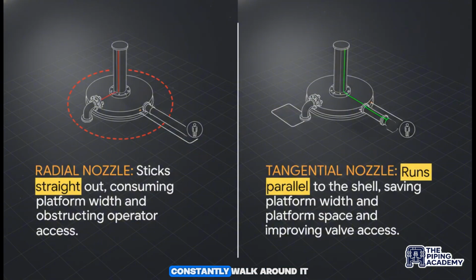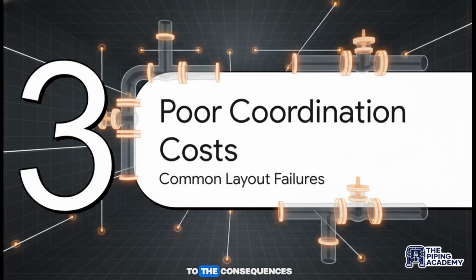The operator has to constantly walk around it. But if we just change that to a tangential nozzle, one that's angled to run parallel with the vessel shell, boom, we save that precious platform space and operating the valve becomes so much easier and safer. So, this brings us to the consequences.